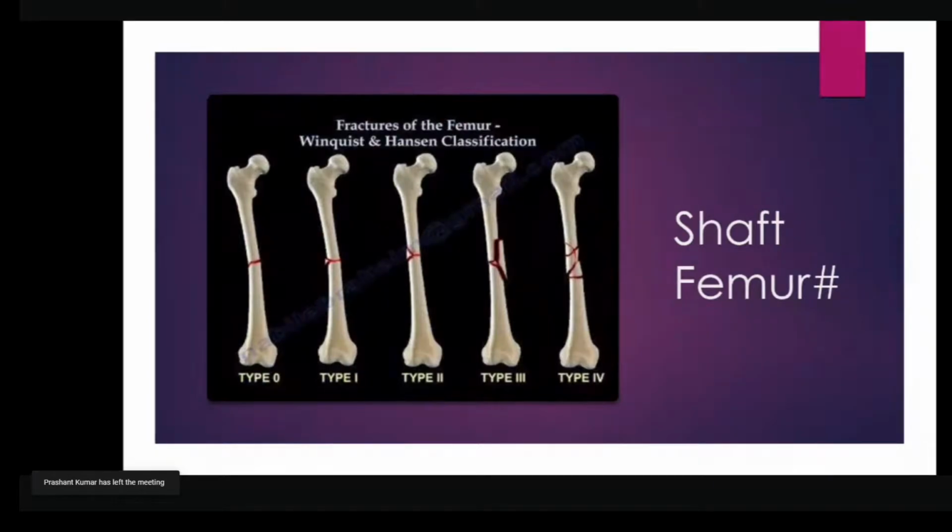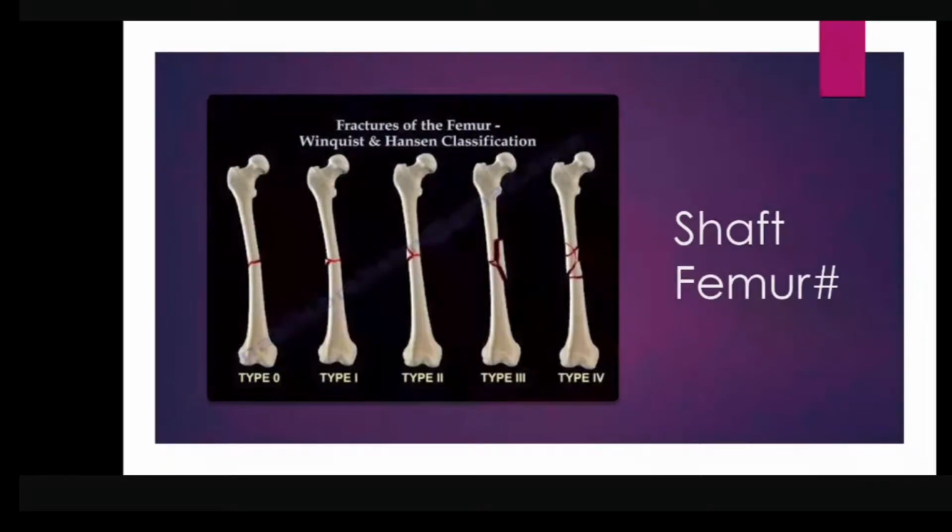Type 1 shows a transverse fracture with a small butterfly segment, minimal. Type 2 is a larger butterfly. Type 3 is basically a long oblique fracture with a huge butterfly. And type 2 is basically a short oblique type of fracture. And type 4 is the comminution. See that multiple fragments are in between the two fracture surfaces.